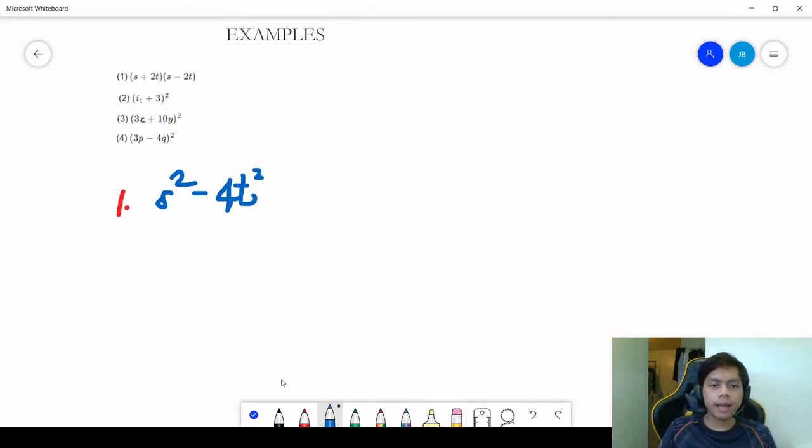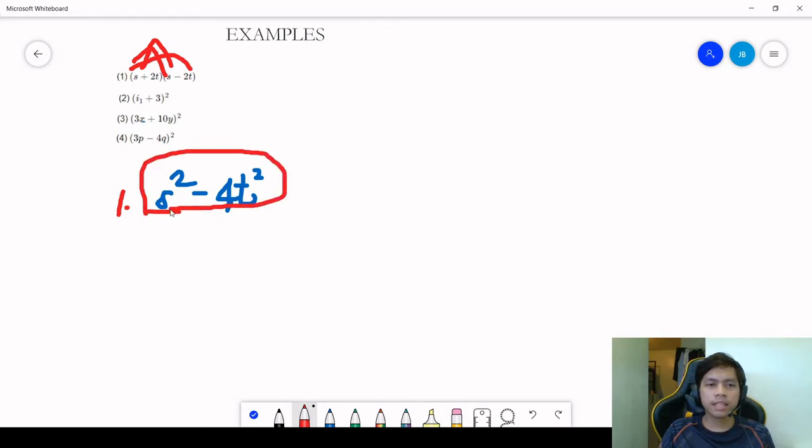So, let's use this one. S times s, that's s squared. S times negative 2t, that's negative 2st. Plus 2st, so makakancel na si 2st. That's why matitira is s squared minus 4t squared.